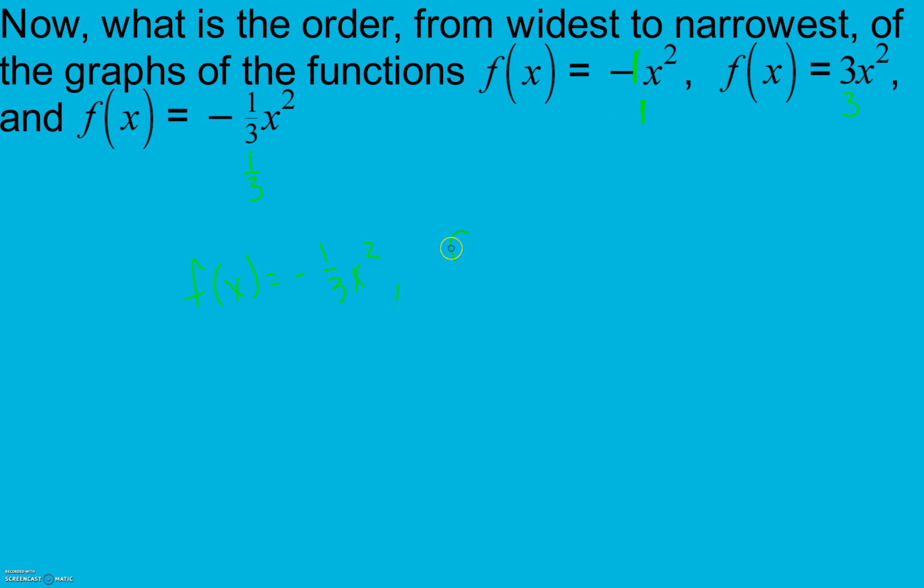Then our next smallest value is 1. And our biggest value is the 3. So 3x squared is going to be our narrowest. And I will stop here and continue in another video.